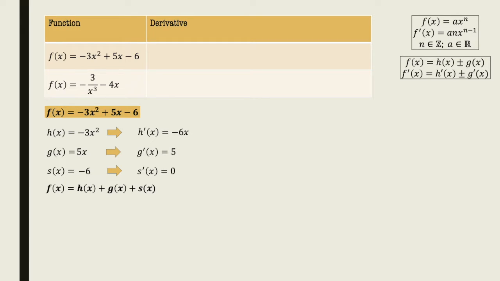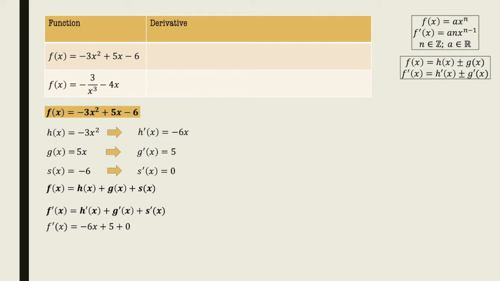As already mentioned, f of x is a combination of the smaller functions. Peeking once again at the second rule, we find that the derivative of that function, f prime of x, is actually a combination of the derivatives of those same smaller functions. Hence why we apply that same logic here with our example, and we obtain the derivative of our function, negative 6x plus 5.